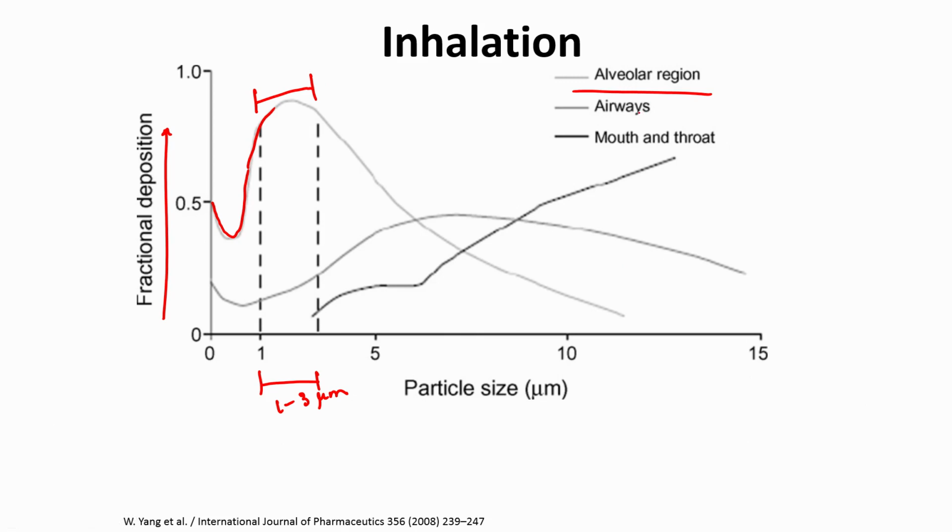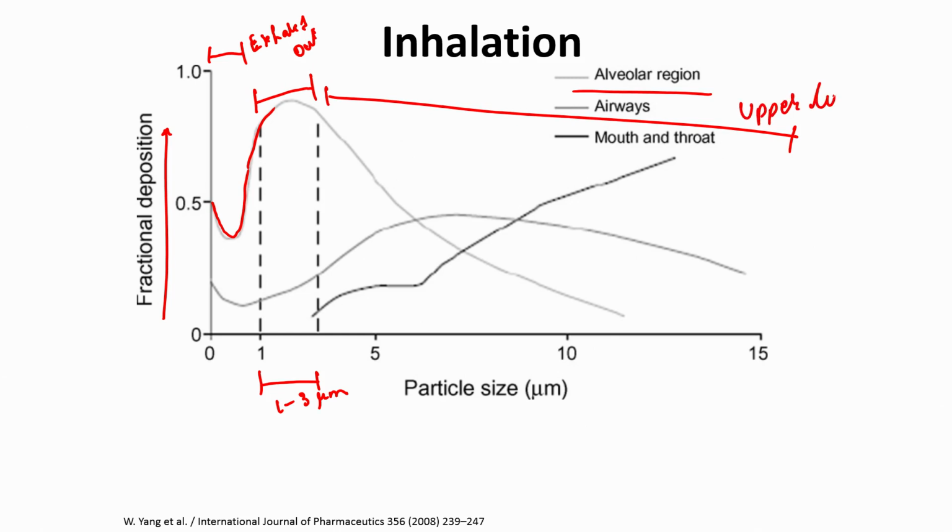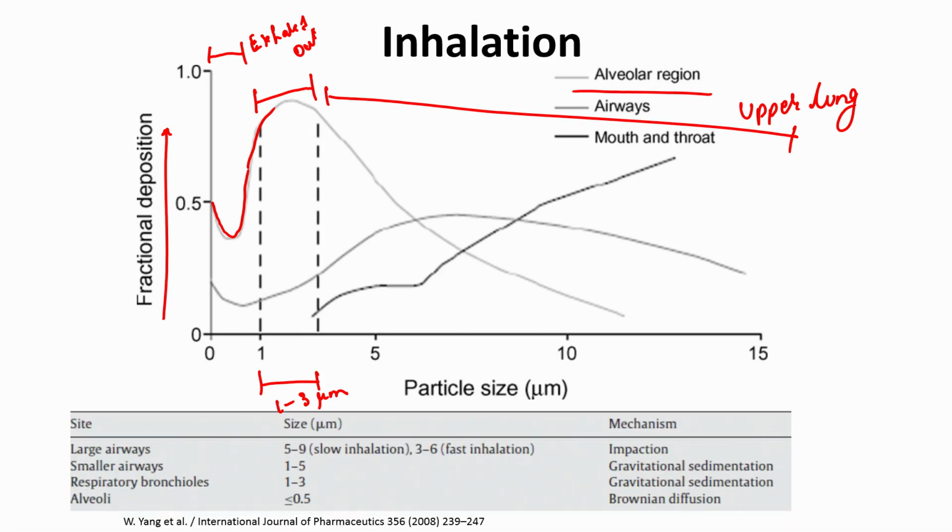Because if you make it too small, then these size ranges actually are exhaled out, whereas these size ranges, as you can see from these graphs, get deposited in the upper lung. Okay. And why is that the case? That is the case because there is an interplay of 3 major mechanisms, which are gravitational sedimentation, impaction, and Brownian diffusion. And what do all of these mean?